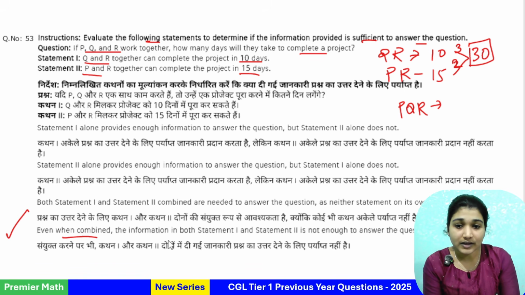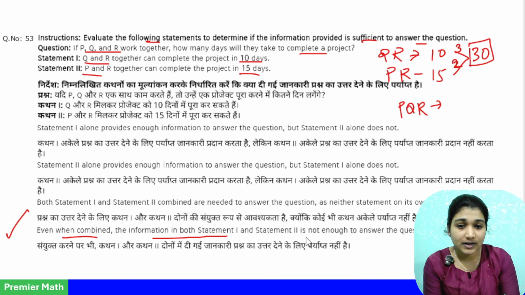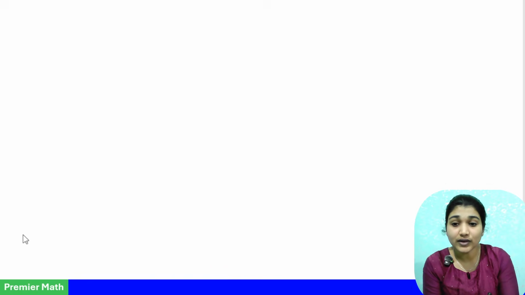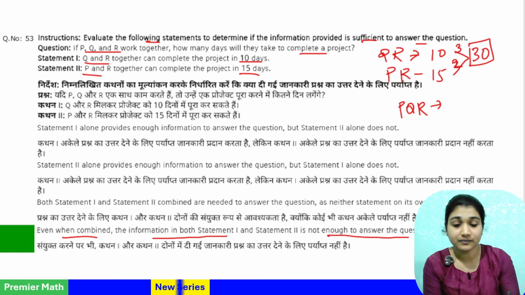Even when combined, the information in both statement 1 and 2 is not enough to answer the question, because we have to take an assumption here. If PQ's days were given, then we could have got PQR efficiency from it.